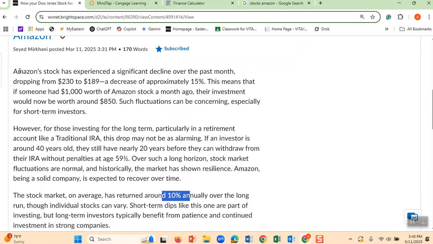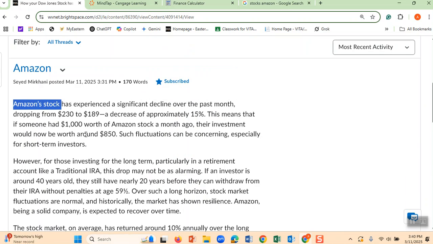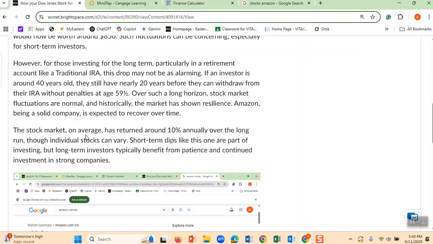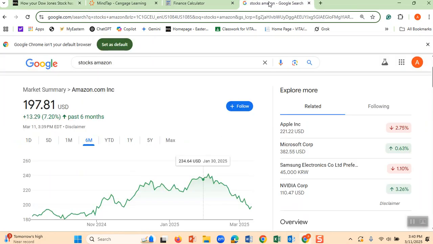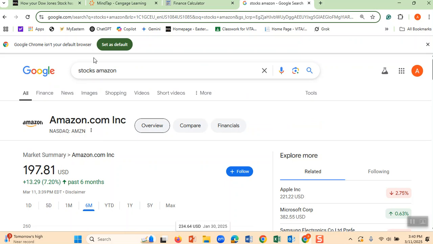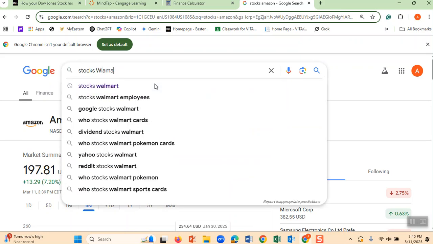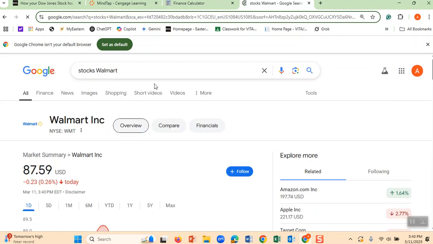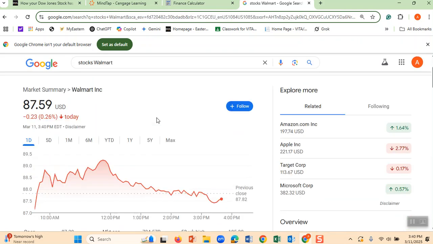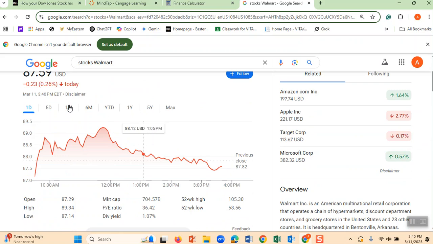If you want to put some notes about your stocks, whatever you want, such as that the stock has dropped less than others, you check about Amazon. If your stock, for example, is Walmart, again, you go to the same website here and you type stocks, and you put Walmart. Here you go, Walmart, and then you click here, and you can even click here and write some notes.